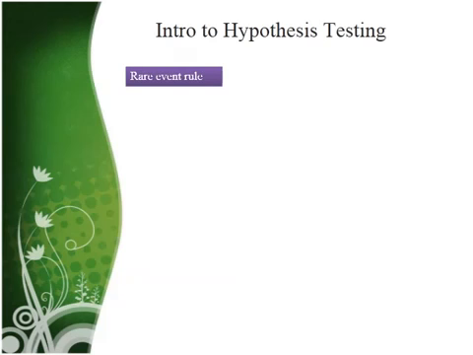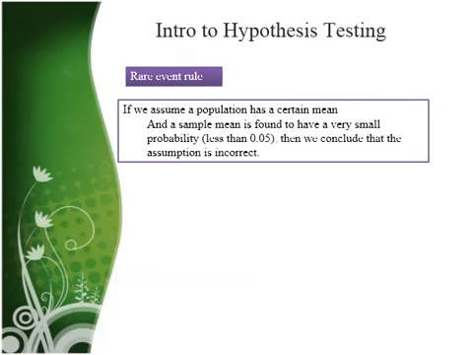As an introduction to hypothesis testing, let's first revisit this idea of the rare event rule. We've seen this a couple times. If we assume a population has a certain mean, and a sample mean is found to have a very small probability, then we conclude that the original assumption is incorrect. Let's look at an example.